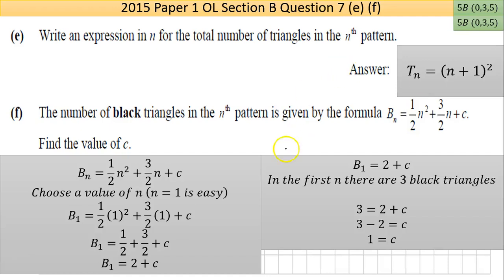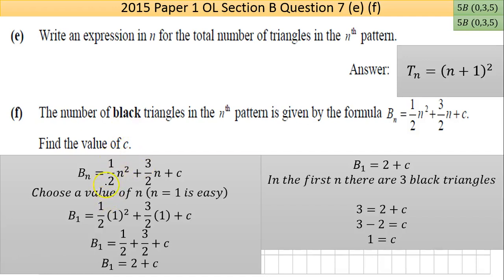Now next is F. The number of black triangles in the nth pattern is given by the formula B of n equals 1/2 times n squared plus 3/2 times n plus c. Now they're asking you to find the value of c. Technically, as it stands, n is unknown and c is unknown, so there are 2 unknowns and you can't solve it. We need more information.